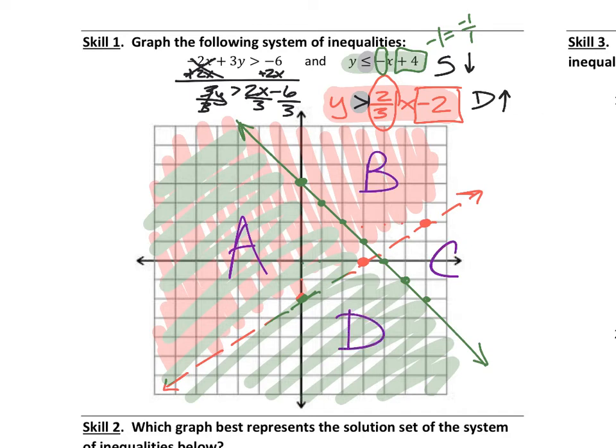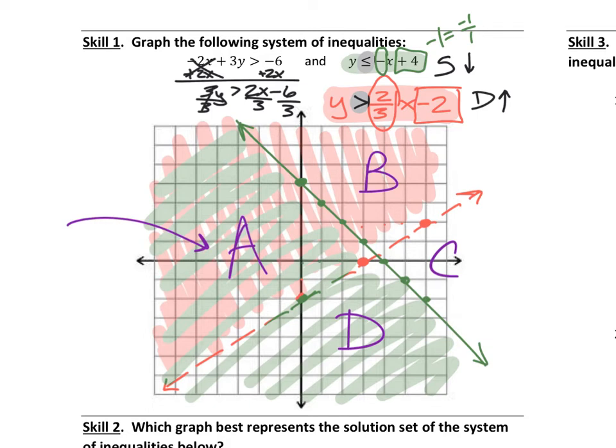Which one has all of the solutions in it? B. Not Bob. B has all of the solutions. That's where they overlap. That's where the systems of equations overlap. So that's where all of my solutions are.